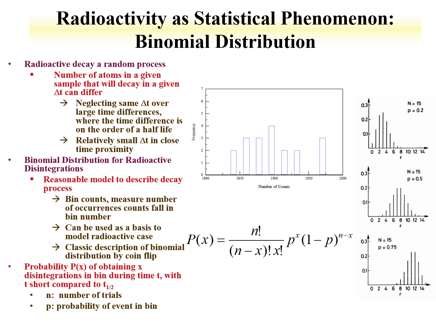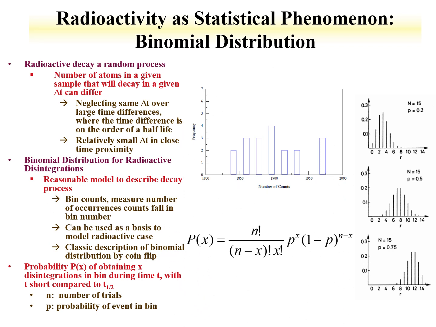But my count rate can vary over that relatively short time. And this is really due to the binomial distribution of radioactive disintegrations. We can model it that way. It's a reasonable model to describe the decay process. We can bin count, measure the number of occurrences that fall in a bin number. This can be used as a basis of modeling our radioactive decay.